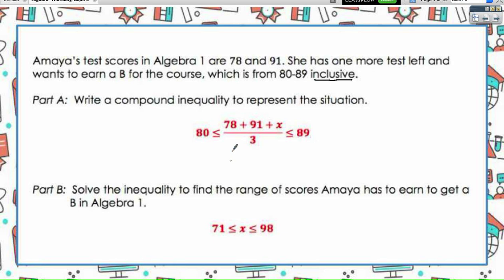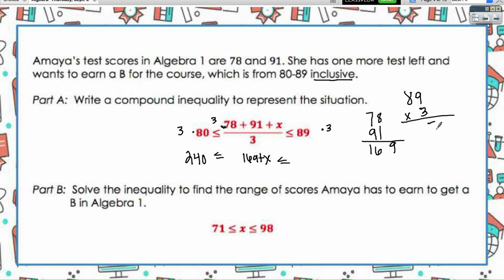Part B, we need to solve. In order to solve, I need to get rid of the denominator of 3, so I'm going to cancel it out by multiplying everything by 3. And then I get 3 times 80 is 240. 78 plus 91, let's see, that's 169, plus x in the middle. And then 89 times 3. 9 times 3 is 27. 3 times 8 is 24. 25, 26.